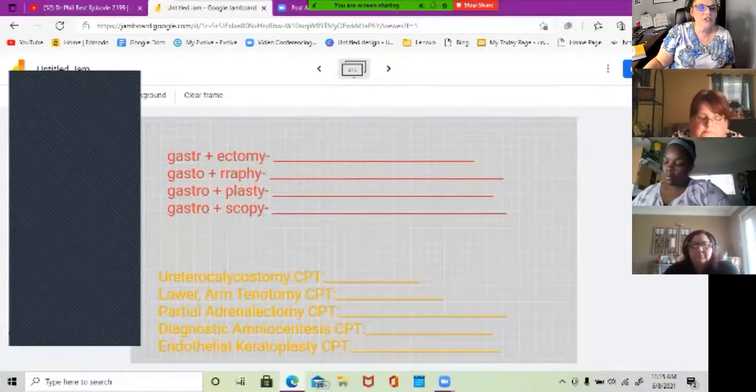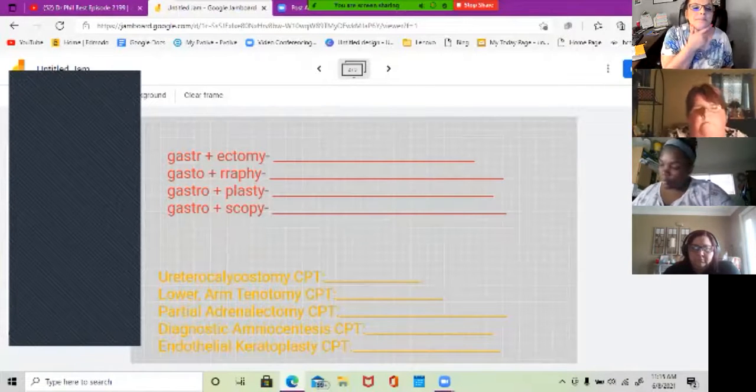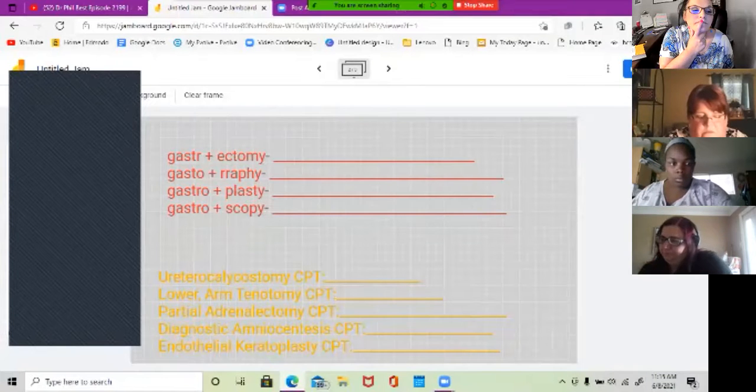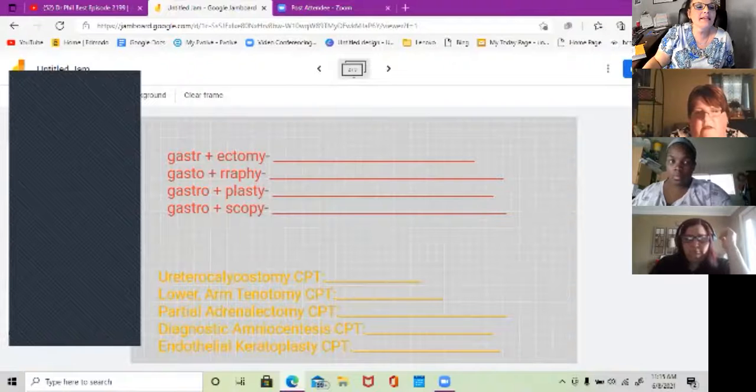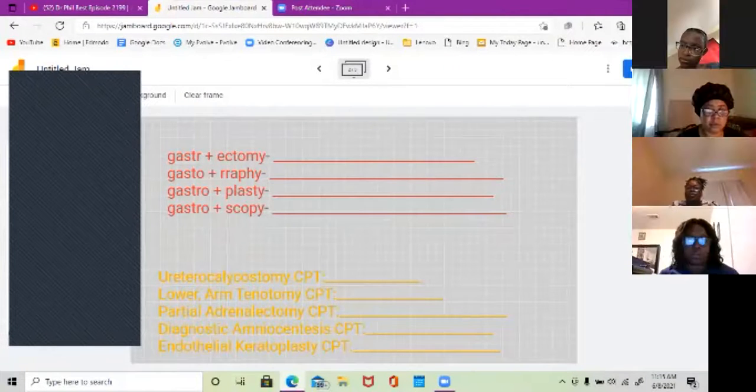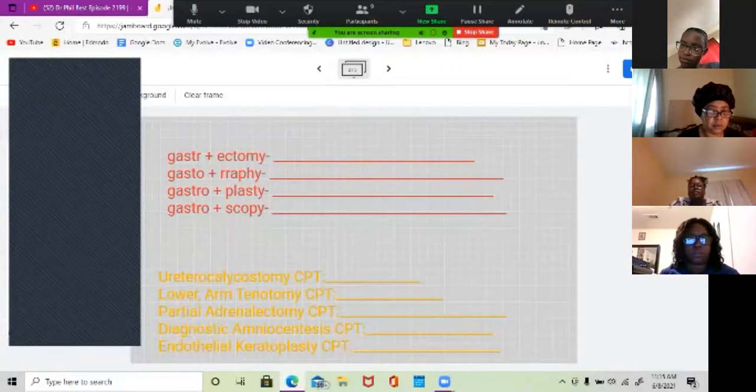So with the information you just wrote down, what's a gastrectomy? Surgical removal of the stomach. Removal of the stomach. What does everybody think? Surgical removal of the stomach. That's right, surgical removal of the stomach.